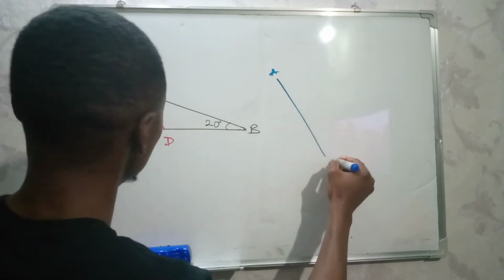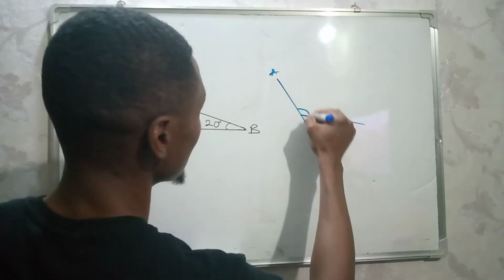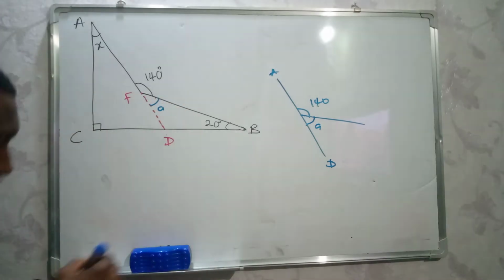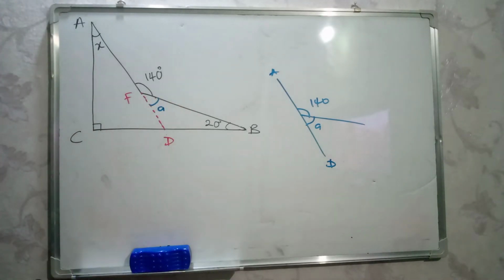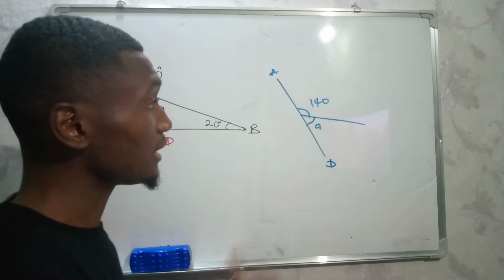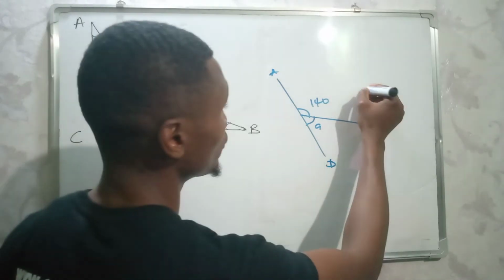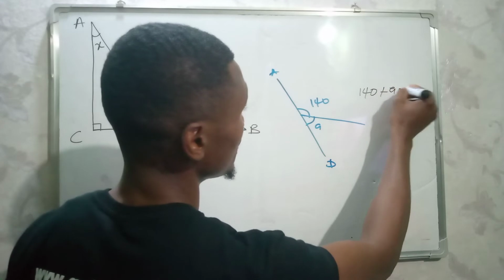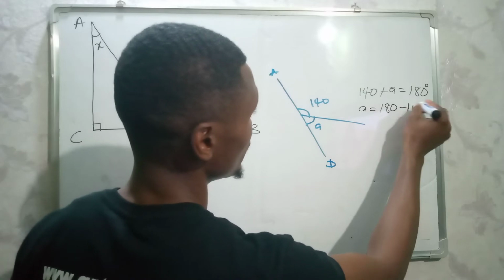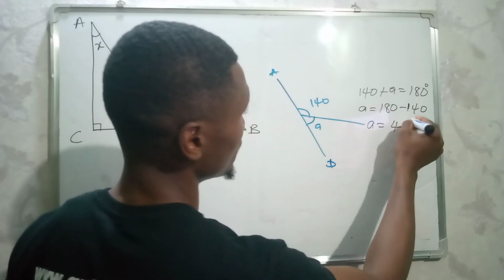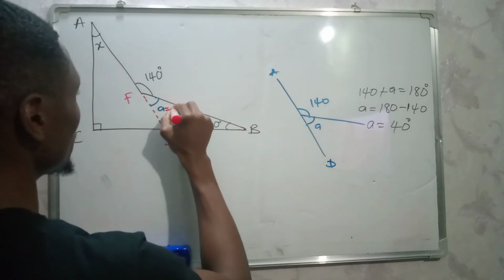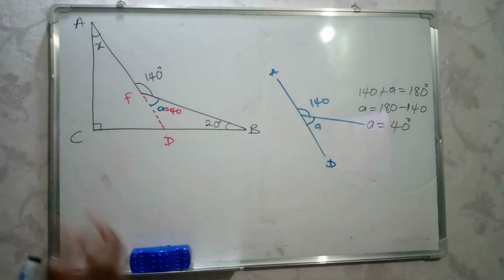So I can bring out my line. This is my A and D, and here I have 140, and I decide to call here angle A. So I can find what this angle A is, using the principle that the sum of angles on a straight line is 180. So 140 plus A is equal to 180 degrees. Therefore, my A is 180 minus 140, and A is giving me 40 degrees.